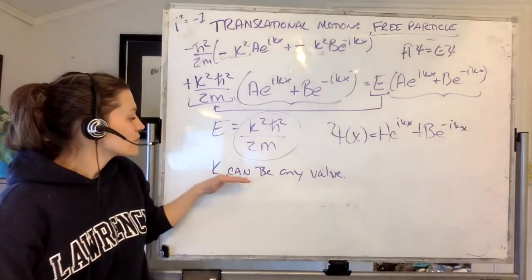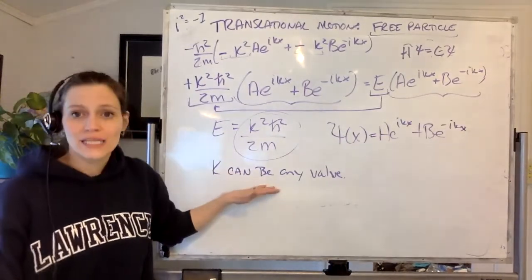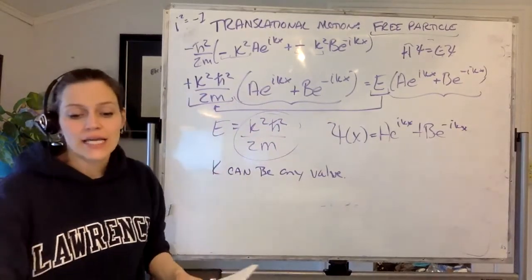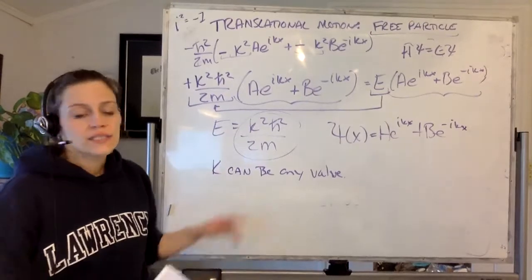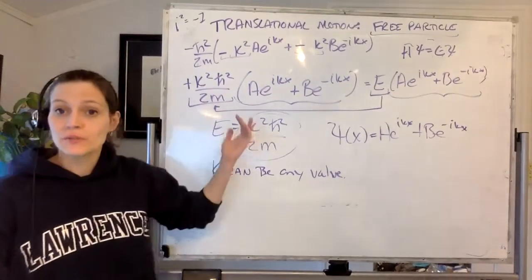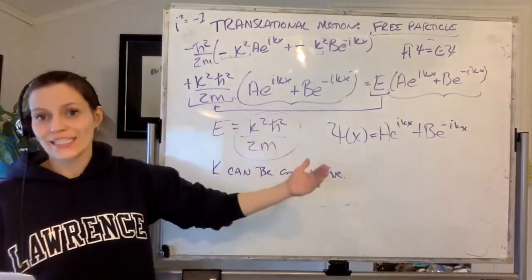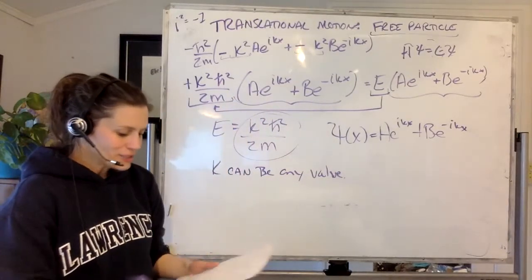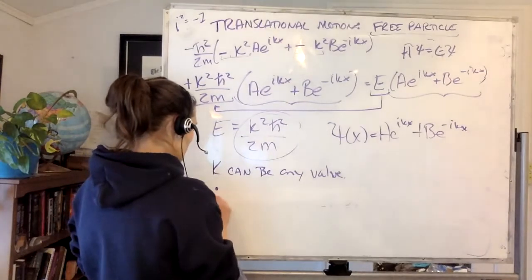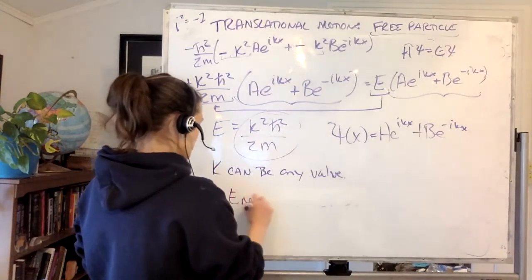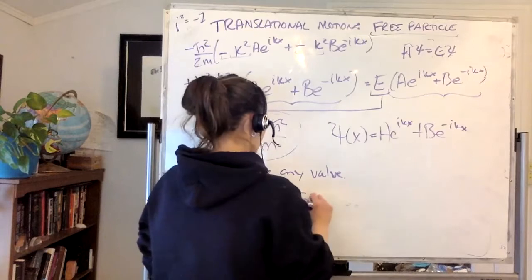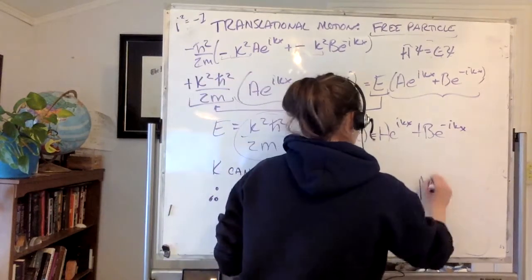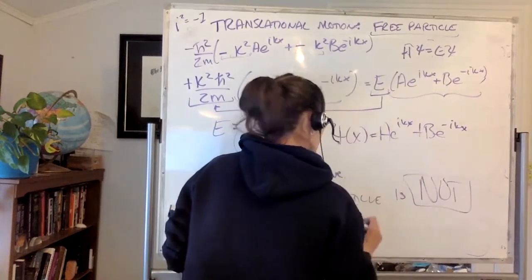Okay. So k could be limited, and there could be very specific values that k has to be. But in this case, k can be absolutely any value because it's not restricted by any boundary, which is kind of nice. So therefore, what does this mean physically? This means the energy of a free particle is not quantized.